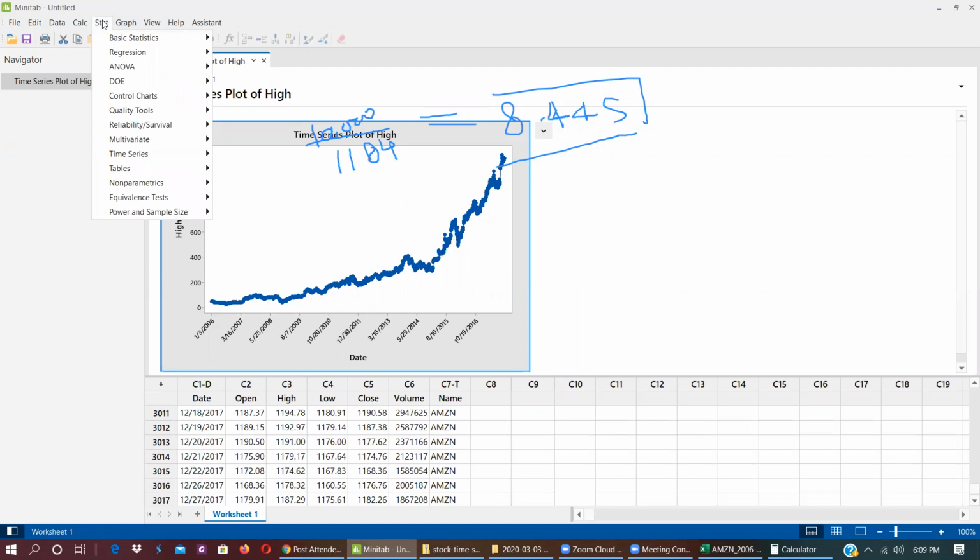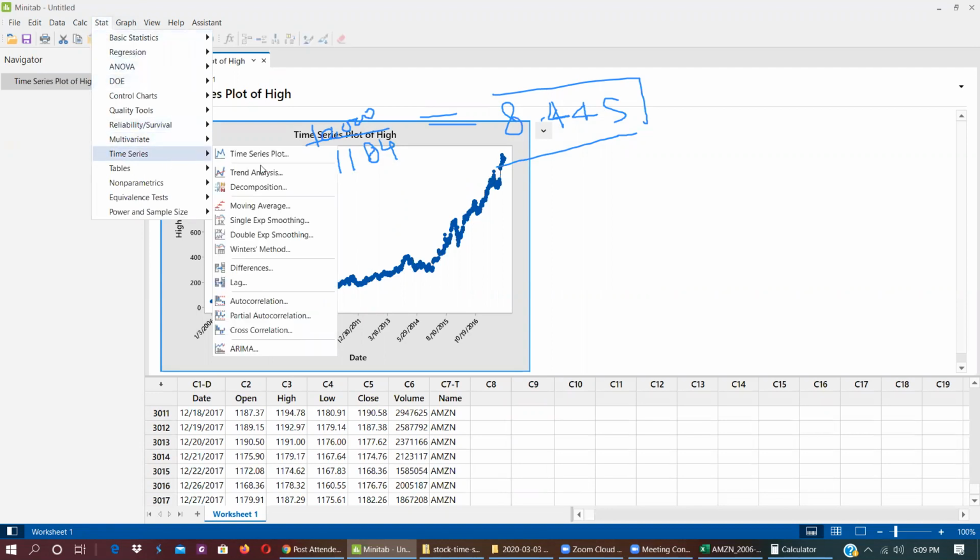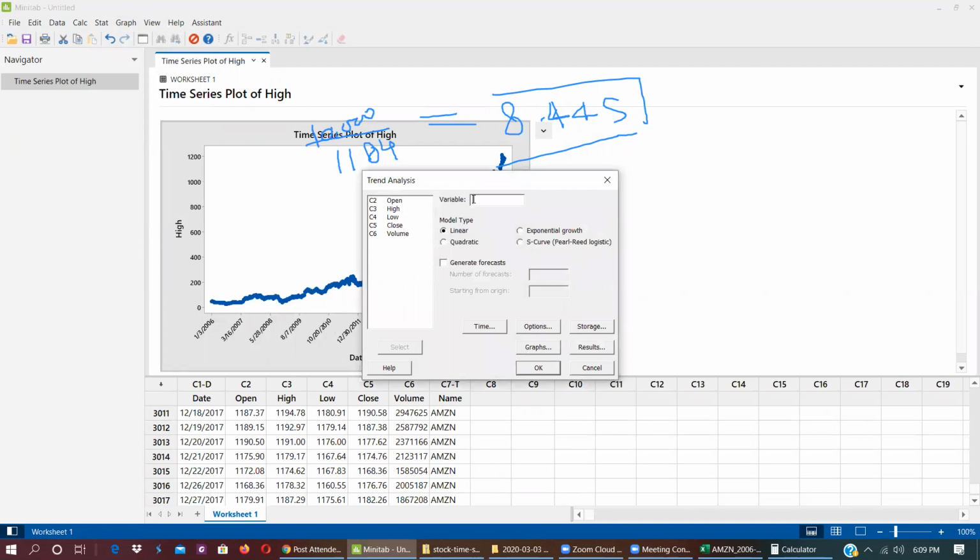Now I go on stat, time series, trend analysis. The variable is high, and generate forecast. How many forecasts do I need? 365 days. What kind of model is this? Is it linear, quadratic, S curve, or exponential? I can see this is exponential. How do we decide which model this is?